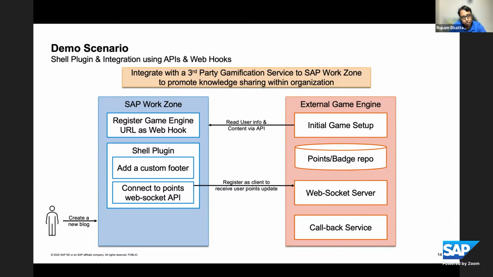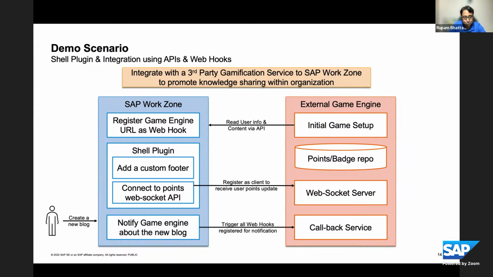What would happen? A user will come and create a new blog or some content that he deserves some points for. And this would notify the game engine. How? Using the webhooks. And that in turn would give points to the user, which will in turn let the WebSocket send messages to all the connected clients, basically the right collecting client for the user, and he would get the updated score. Now, I've said the entire scenario only to explain what is the purpose of this particular demo that I'm going to create now.